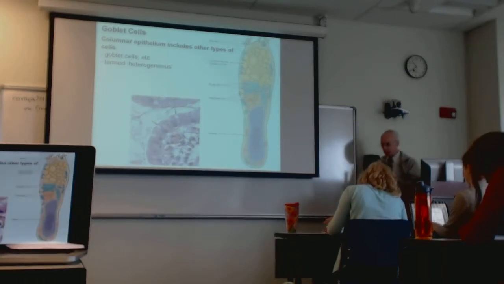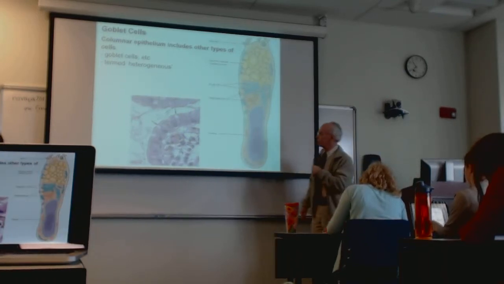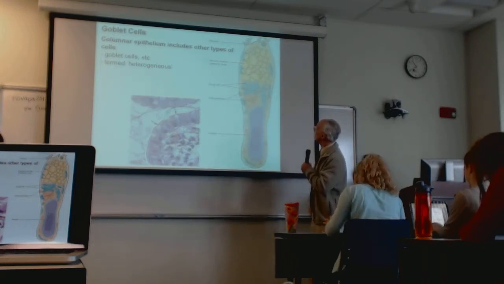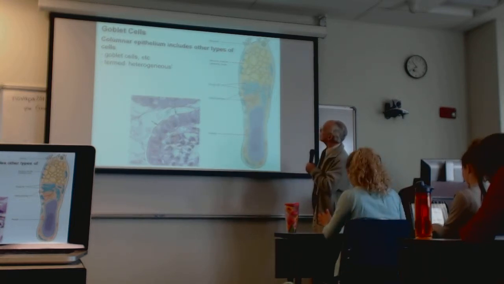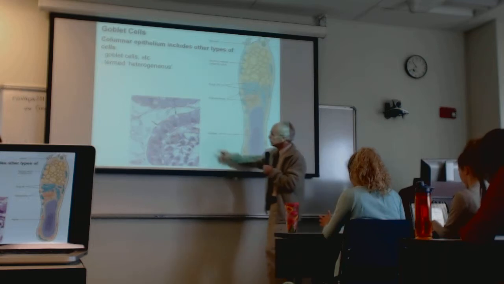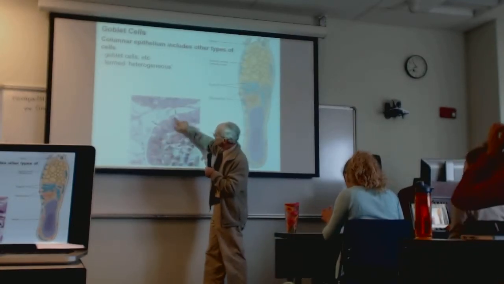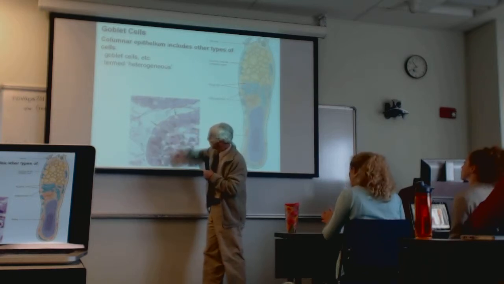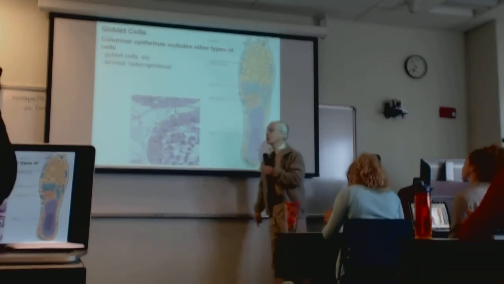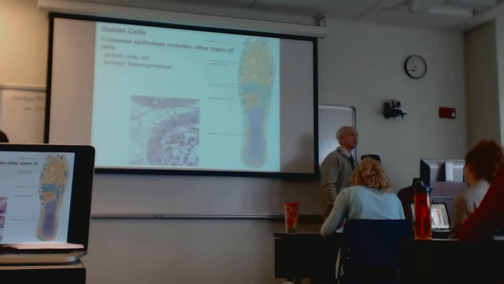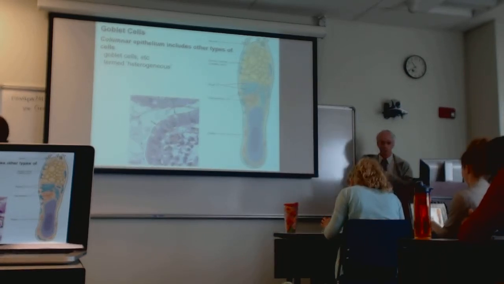Very common, especially in simple columnar epithelia, are these cells. It looks a bit like a paramecium here, but this is a goblet cell, and you can see this is a columnar epithelium here, and there'd be a goblet cell there, there'd be a goblet cell there. These are, for the most part, mucus-secreting cells.